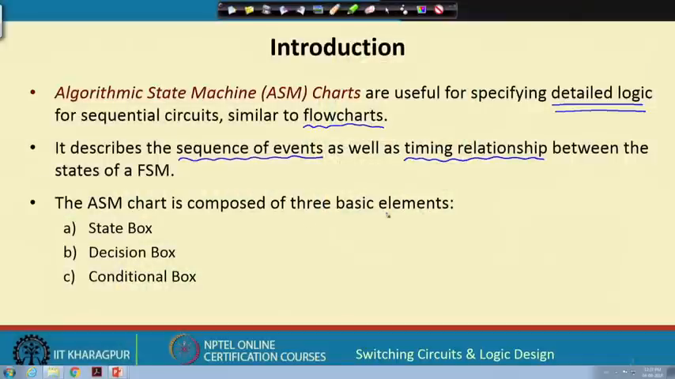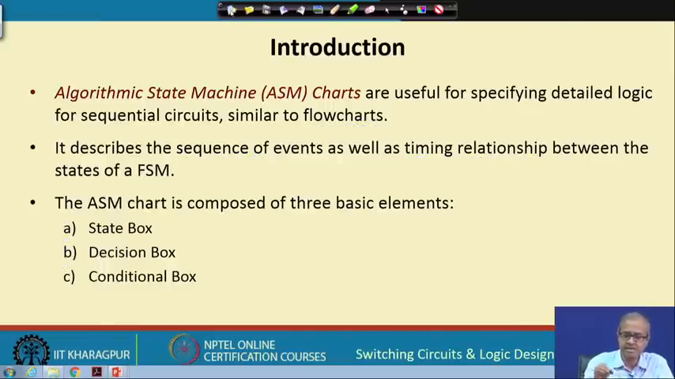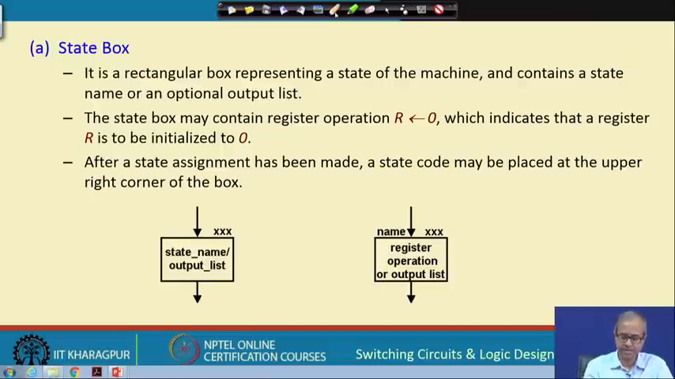Okay. Now, in an ASM chart there are three kinds of elements which are shown. We shall see these things: state box, decision box and conditional box. Let us see the function of these. First, the state box. State box is a rectangular box, as is shown in these examples here, which represents the state of a machine.